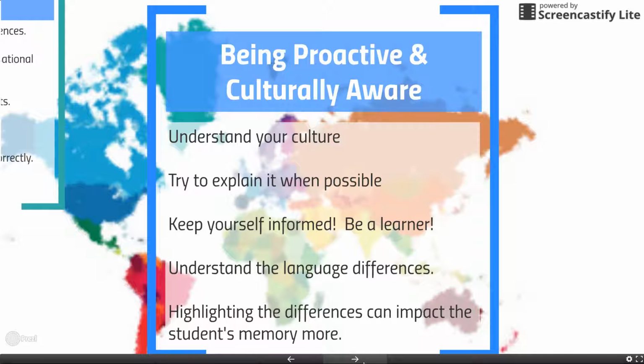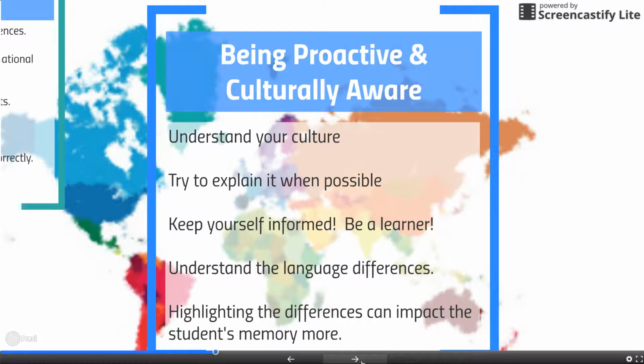So a good place to get started is to remember that we ourselves should be proactive and try to be as culturally aware as possible. So why don't we begin with ourselves? Why don't we try to understand our culture? That way we can explain it to our students when they ask questions about different things that we do or don't do. If we understand our culture, and where we come from, we'll be more likely to explain that to the student.